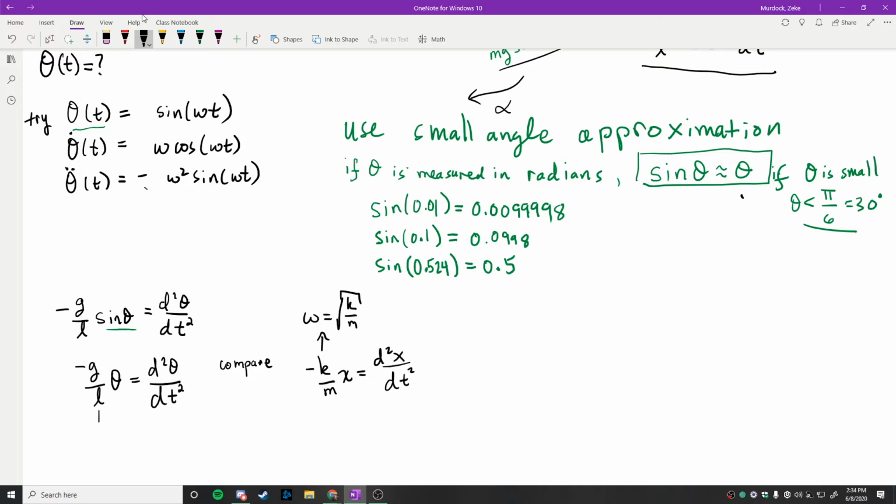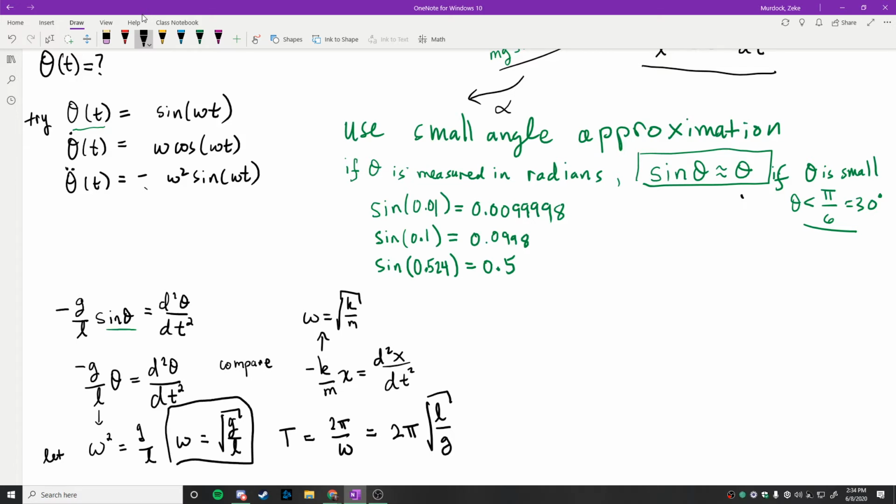In this one, g over L must be the frequency squared. So let omega squared be equal to g over L. That means omega is equal to the square root of g over L. Because the period is 2 pi over omega, the period ends up being, and this is what we're going to use to solve problems, 2 pi times the square root of L over g. That's our answer. Omega, the frequency of the pendulum, is the square root of g over L, and the period of the pendulum is 2 pi square root L over g.